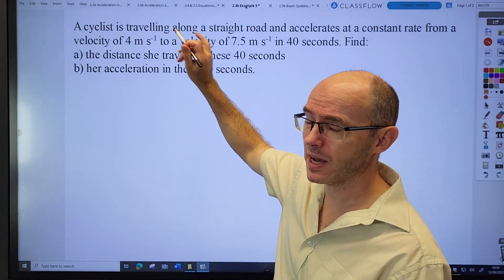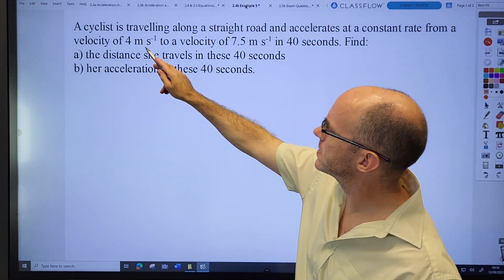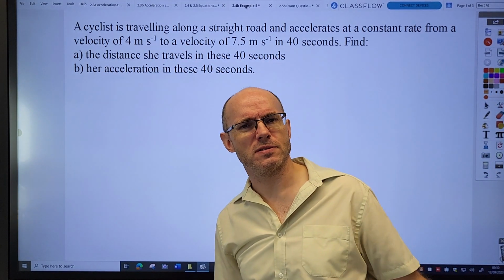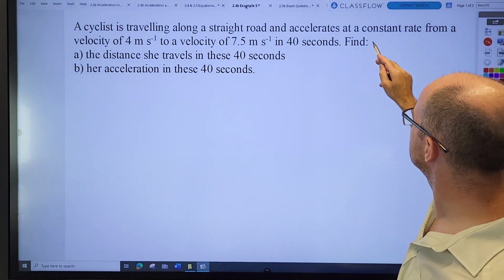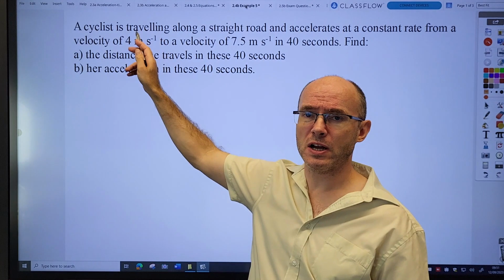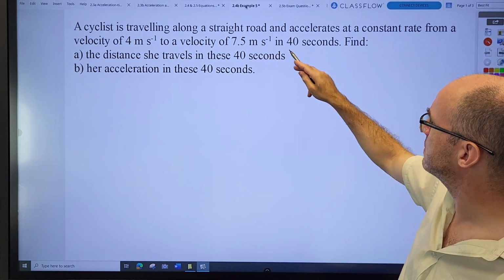Right, here we go. An example of how to use the kinematics formulae. So a cyclist, quite a few of these you'll notice in the questions that come up in mechanics, a cyclist travelling on a straight road accelerates constantly from a velocity of 4 meters per second to a velocity of 7.5 meters per second in 40 seconds.